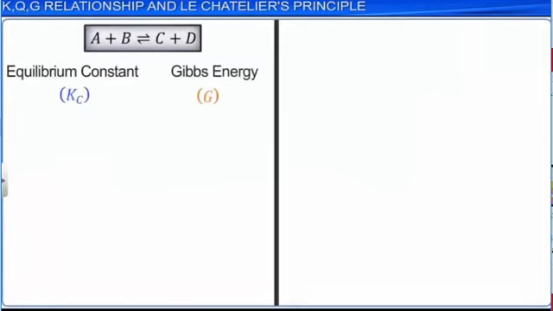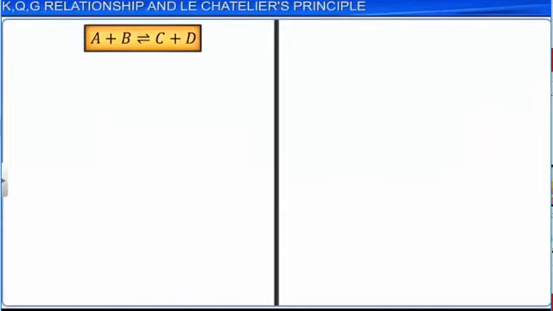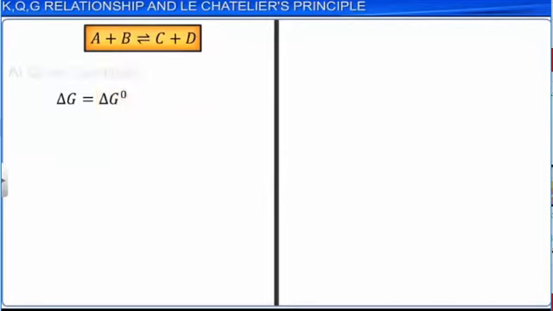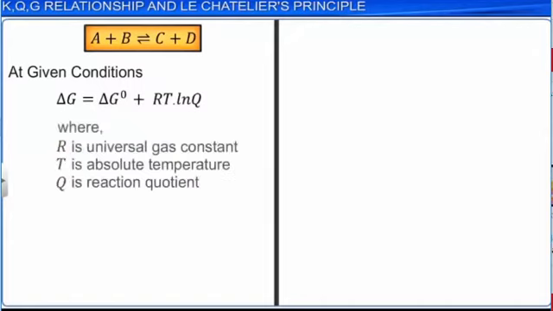Let us now examine the relationship between the equilibrium constant and Gibbs energy. Consider a general reversible reaction, reactants A and B, in equilibrium with C and D. The change in the Gibbs energy of a reaction in which all the reactants and products are in the standard state is known as standard Gibbs energy change, which is represented by delta G naught. The relationship between Gibbs energy change, delta G, and standard Gibbs energy change, delta G naught, is given as delta G is equal to delta G naught plus RT ln Q, where R is the universal gas constant, T is absolute temperature, and Q is reaction quotient.